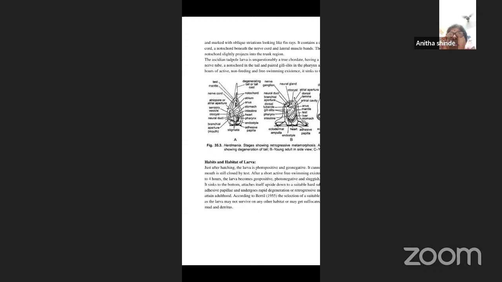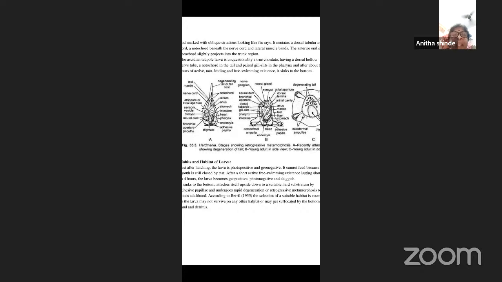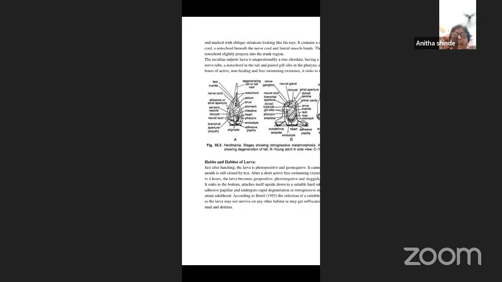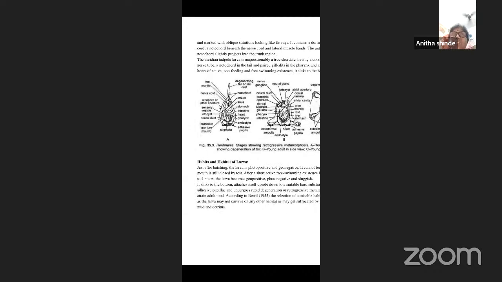Now we'll see how this larva exists, what its habitat is, and where it tries to live. Just after hatching, the larva is photopositive and geonegative. Photopositive means it is attracted towards the light, and geonegative means it moves away from the earth, against gravity. It cannot feed because its mouth is still closed by the test. After a short active free-swimming existence of about 3 to 4 hours, the larva becomes geopositive.